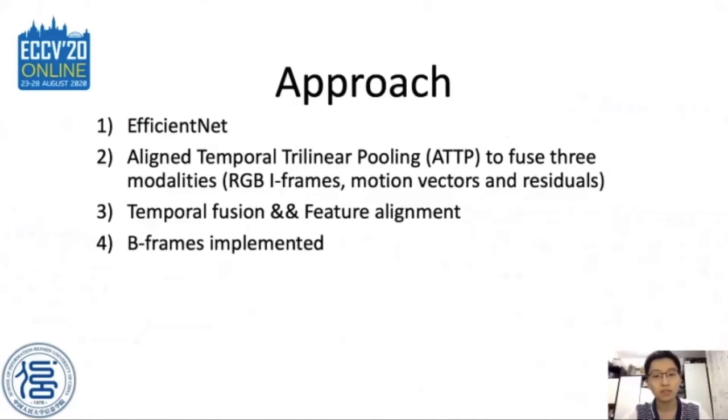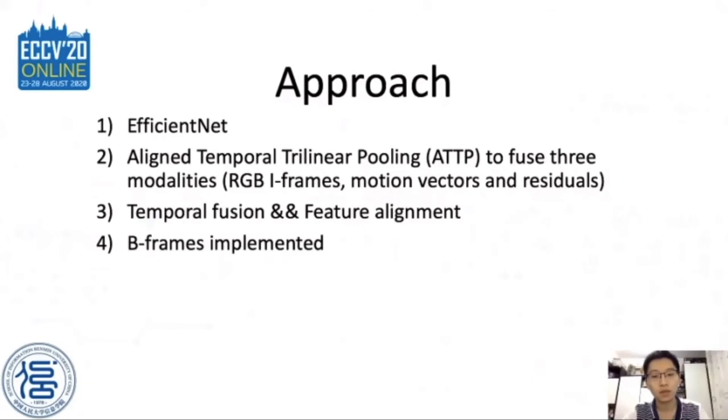Specifically, we adopt EfficientNet as the backbone network to process the multiple modalities extracted from a compressed video, including RGB I-frames, motion vectors, and residuals. We then propose a novel aligned temporal trilinear pooling scheme to fuse these modalities. To remedy the weaker motion vectors, we introduce a temporal fusion method to induce the temporal context explicitly. Furthermore, since motion vectors are much coarser than optical flow vectors, we adopt a knowledge distillation strategy via feature alignment.